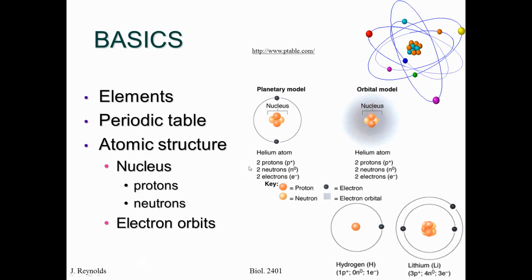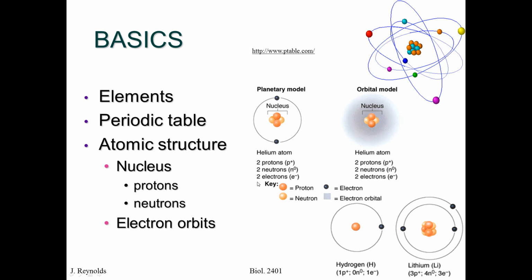All right, so you're looking at helium here. Let me go through the parts of an atom. You got a nucleus, and then you've got electron orbits. The electrons are out here, obviously. In the nucleus, you've got protons and neutrons. So a proton is a positively charged particle. Neutrons have no charge. Electrons have a negative charge.